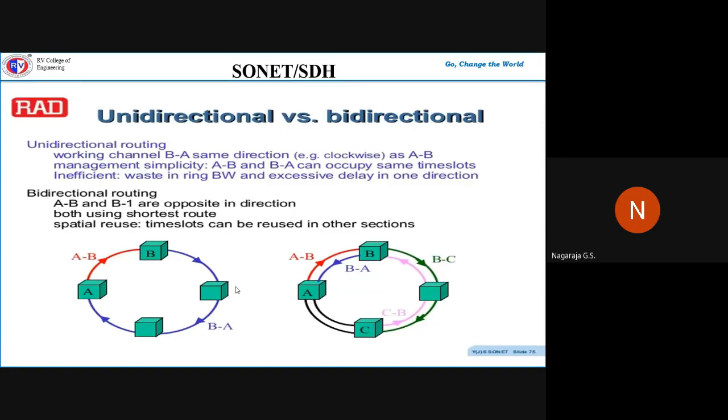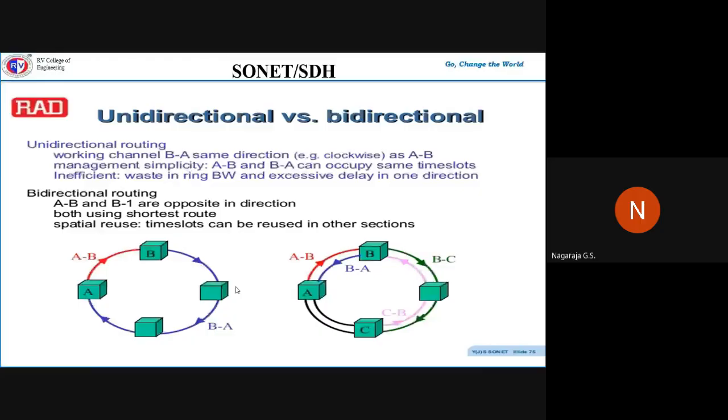On the right hand side, you can see the bidirectional routing, and you can talk about that bidirectional routing or data transmission happening. You can use these things as and when the requirement is there, as per the requirements. Otherwise, don't use the bidirectional. Certainly, you can go for the unidirectional routing itself.